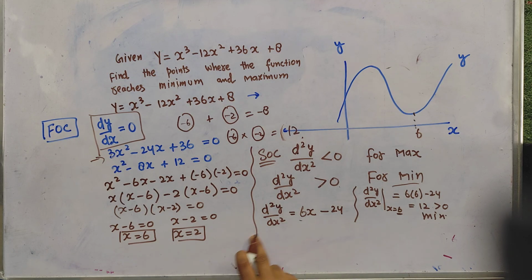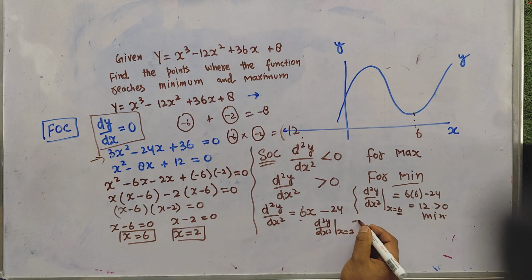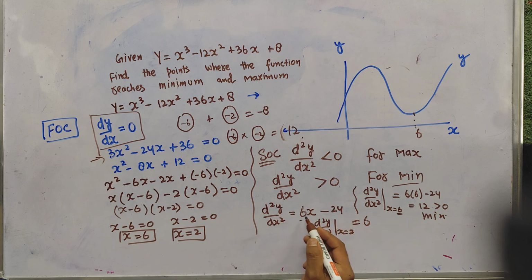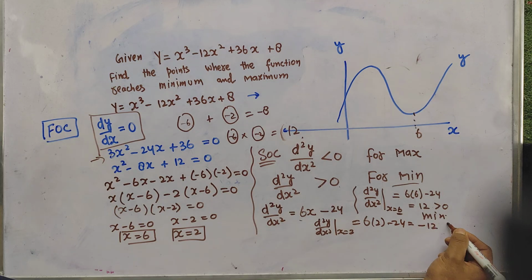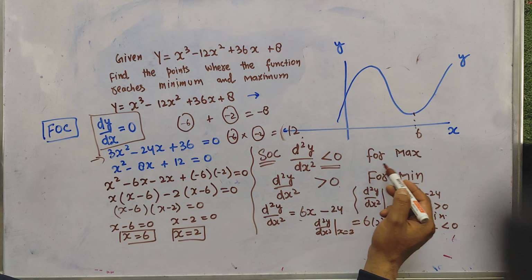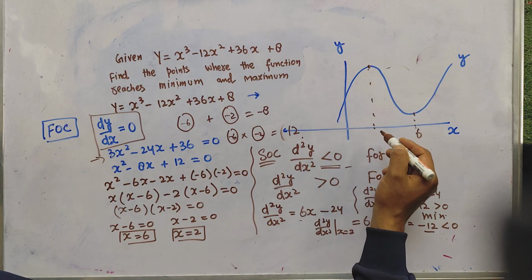Now let us evaluate at x is equal to 2. So d square y upon dx square, evaluated at x is equal to 2, will be equal to 6 times the value of x, which is 2, minus 24, so it is 12 minus 24, which is minus 12, which is less than 0. Since it is less than 0, this point satisfies the condition for a maximum. So at this point, x is equal to 2, the function will have a maximum.